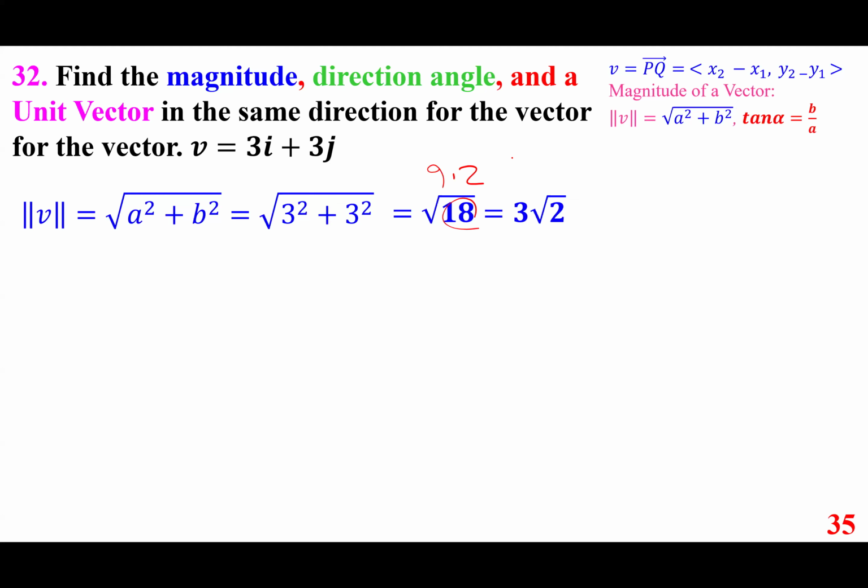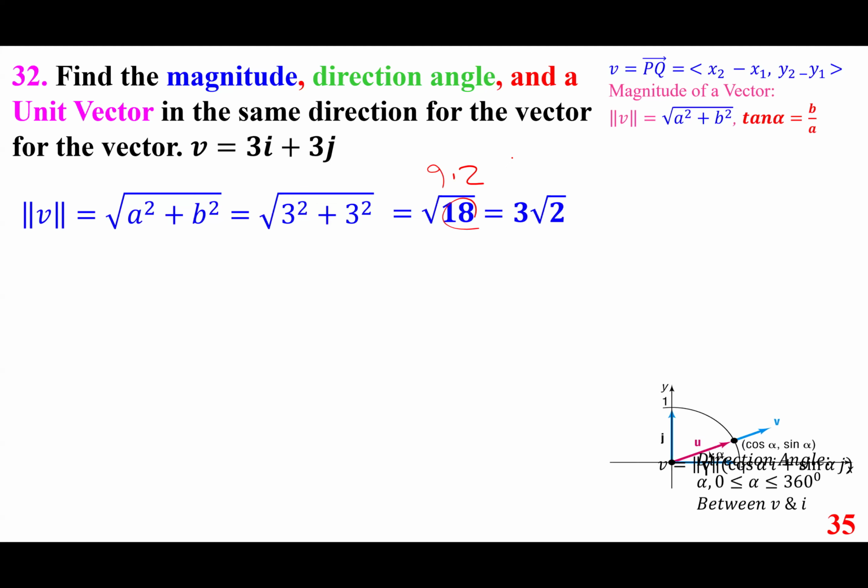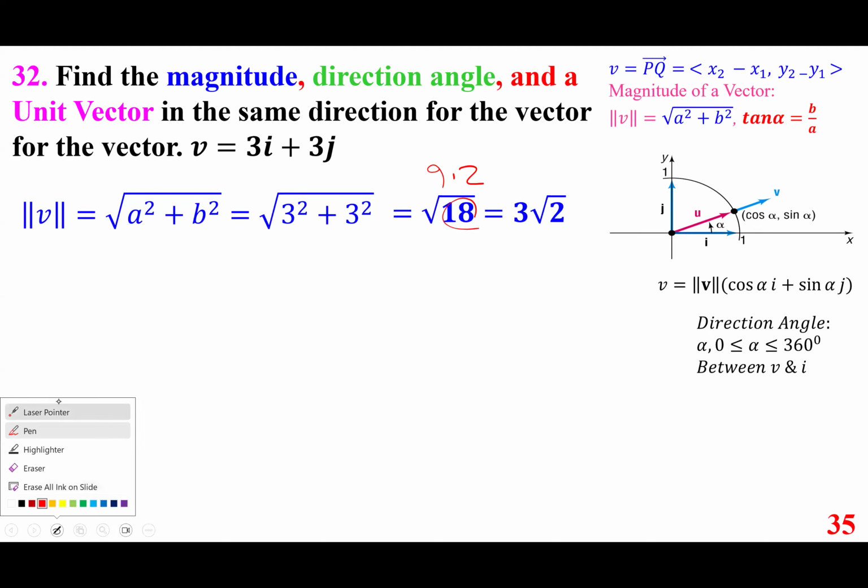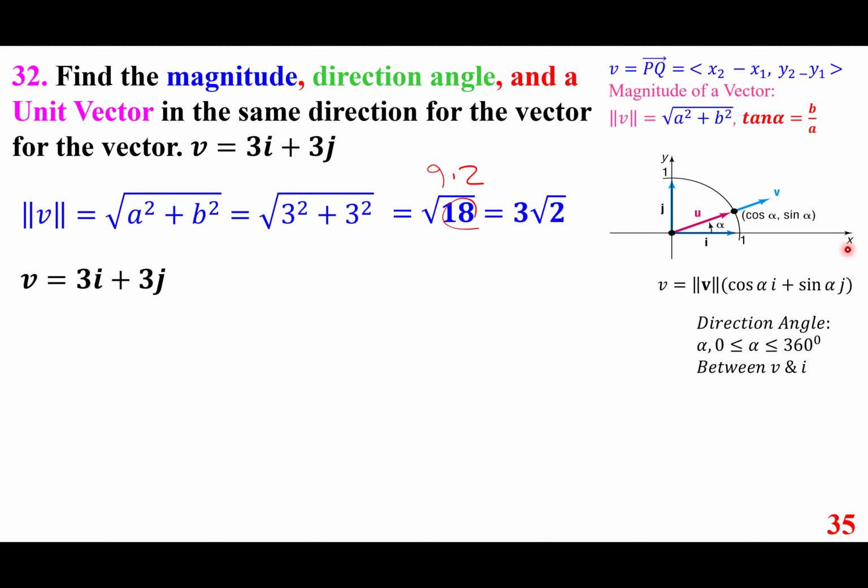As far as the direction angle is concerned, tan alpha is b over a. So reminding you, any vector is the product of its magnitude and cosine alpha i plus sine alpha j. Direction angle alpha is between 0 and 360, and it is the angle that is made between the vector and the i, that means the positive side of the x-axis. And so tan alpha is b over a, which makes it 3 over 3, and it's 1. And of course, that is just 45 degrees.